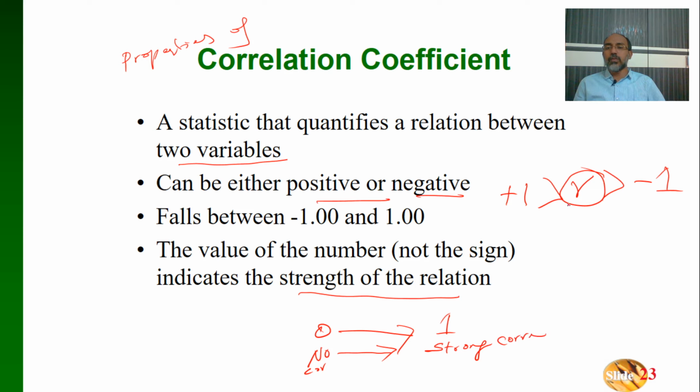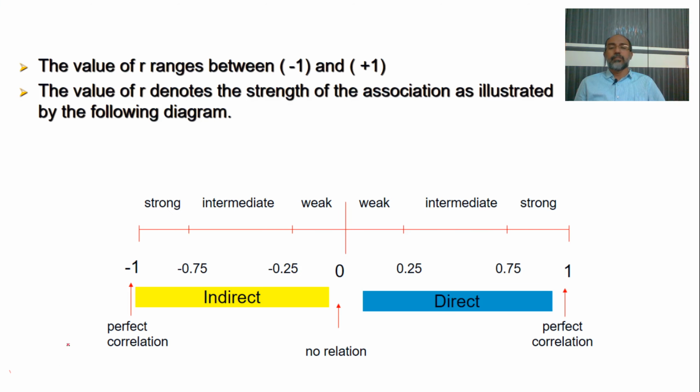Then what is positive and negative? Positive means both are moving in the same direction. Negative means both are in inverse directions: one is growing, another one is declining. The same is expressed here: the value of R ranges between -1 and +1.